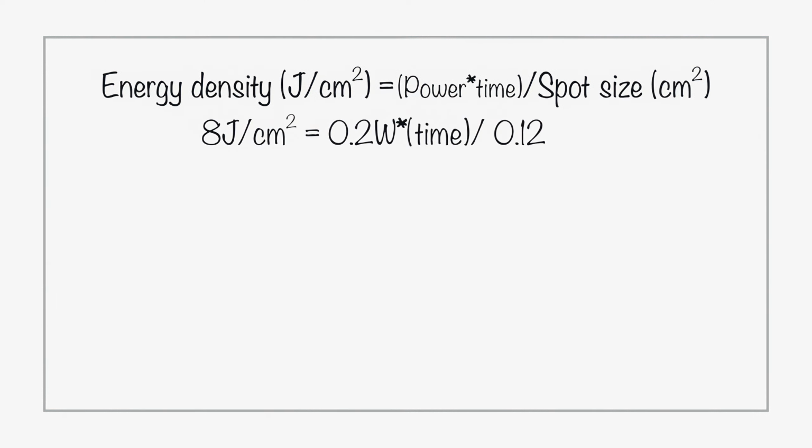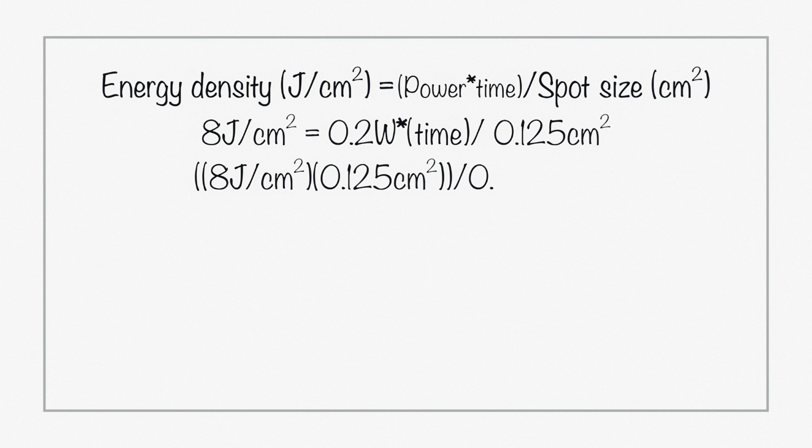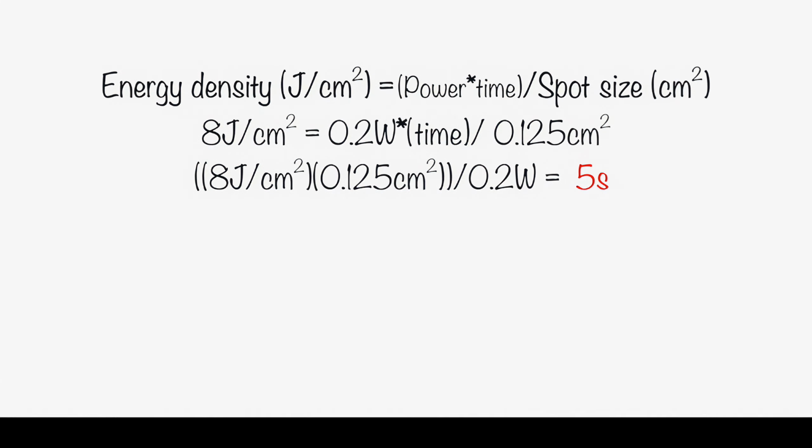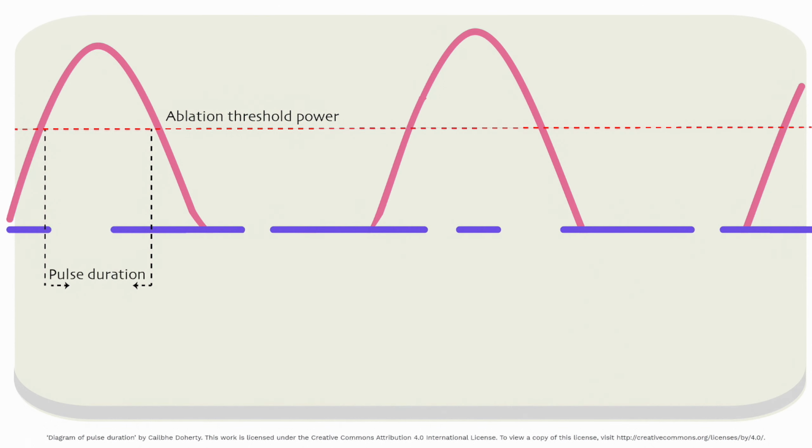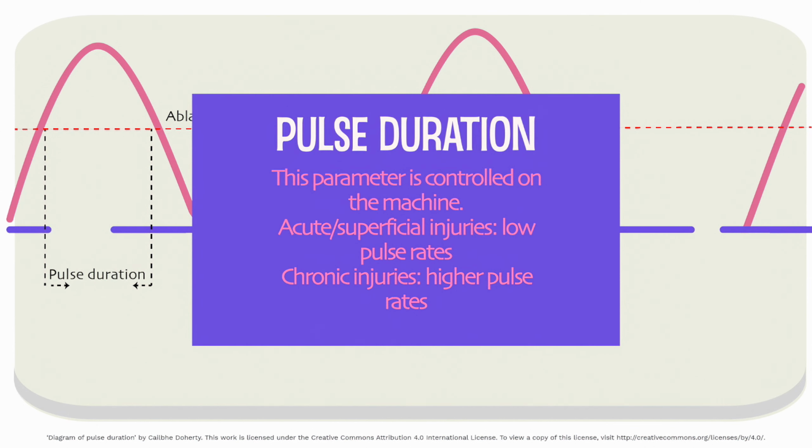So we have the target energy density, 8 joules per square centimetre, we have the power of the machine, let's say it's 0.2 watts, and we have the spot size, which is 0.25 centimetres squared. So the last remaining unknown, treatment time, is the energy density multiplied by the spot size divided by the power, or 8 multiplied by 0.125 divided by 0.2, which gives us a 5-second treatment time for the area we are treating. The last parameter, the pulse duration, can be controlled on the machine.